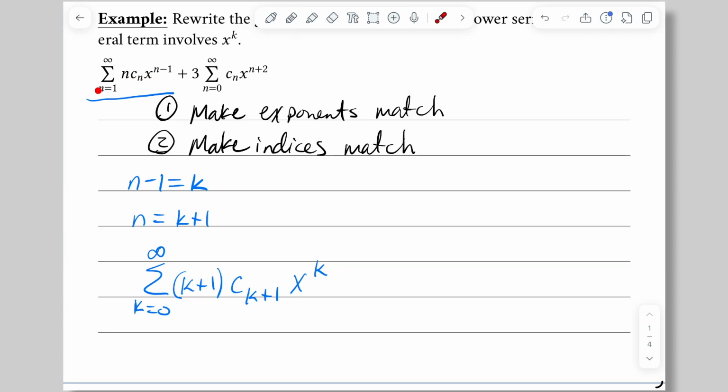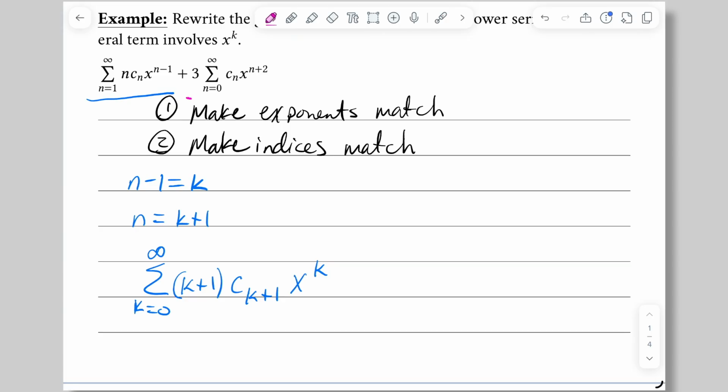And so the starting value for the index needs to get smaller to compensate for the fact that all those got bigger. If you were to plug in n equals 1 into n c_n x^(n-1), what you get is c sub 1. If we plug k equals 0 into (k+1) c sub k+1 x^k, we get c sub 1. It generates the same terms, but we've relabeled what the variable means essentially.